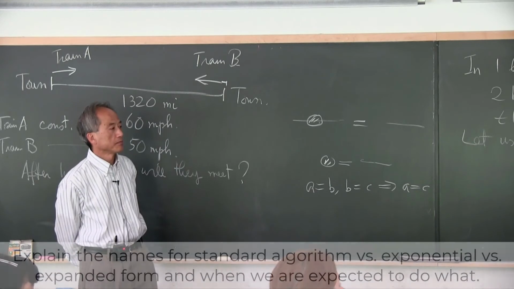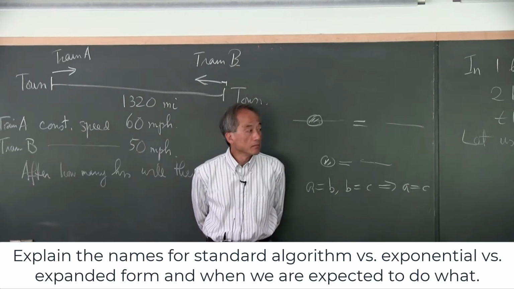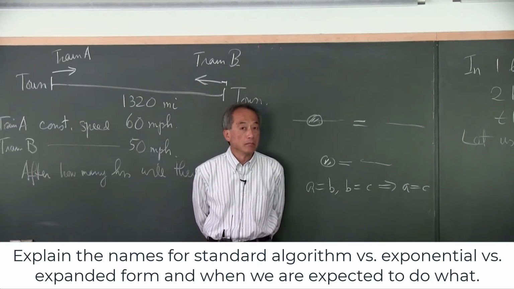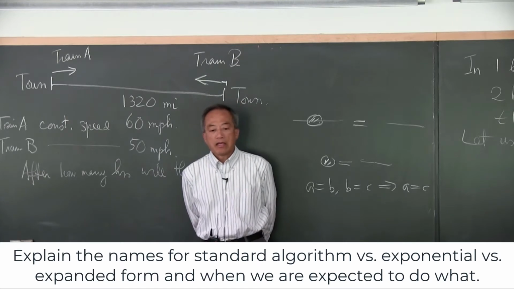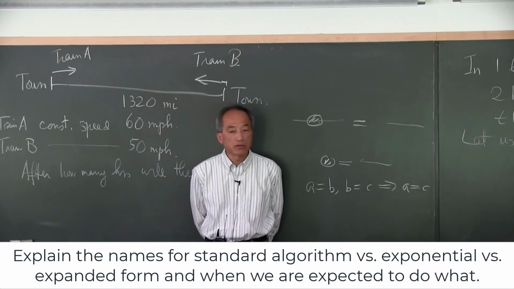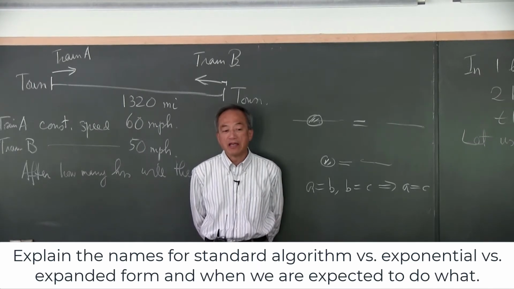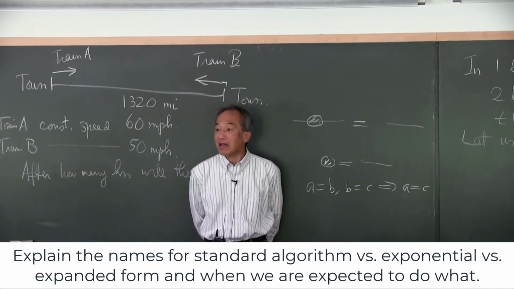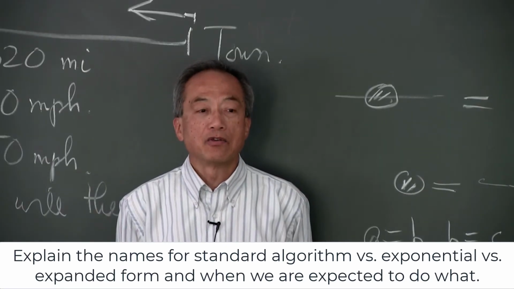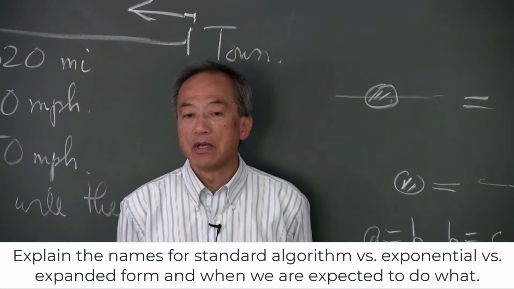Okay, this one said, clearly explain the names for standard algorithm versus exponential versus expanded form, when we are expected to do what? I think there was some confusion. Yeah, I think that was what happened yesterday, when I thought you all understood that I was only interested in the explanation, because I took for granted that you could do all the algorithms and I wasn't going to talk about it. So every time I say do this and that, the emphasis would always be on explaining what you're doing. I didn't make that clear, but in the future I will, just to make sure that everybody is on the same page.